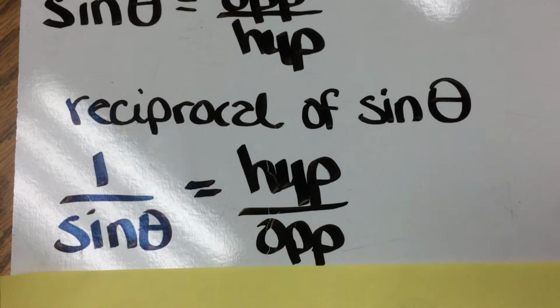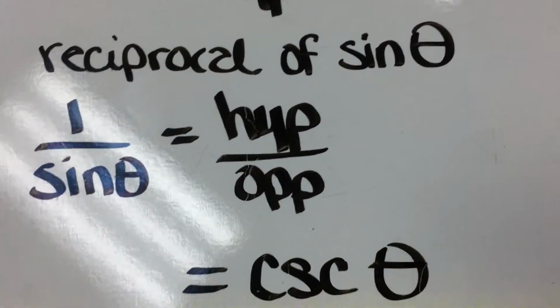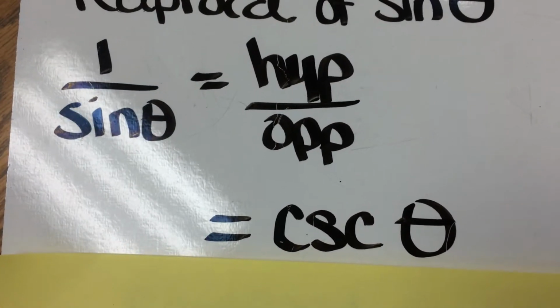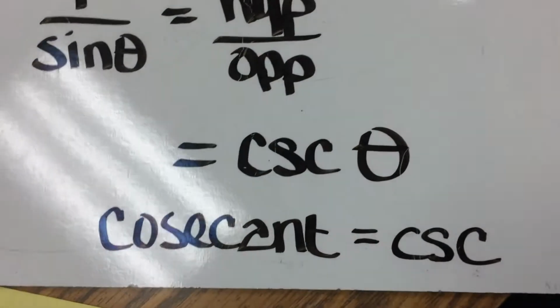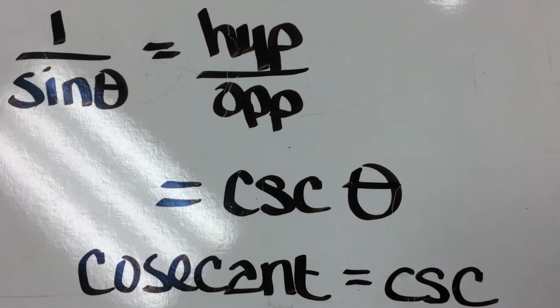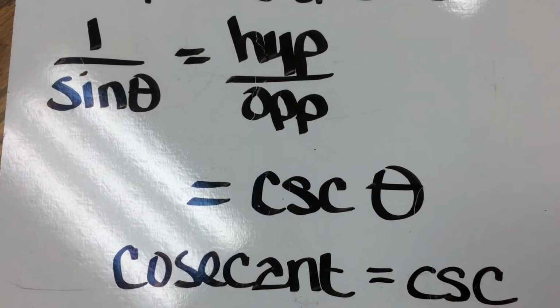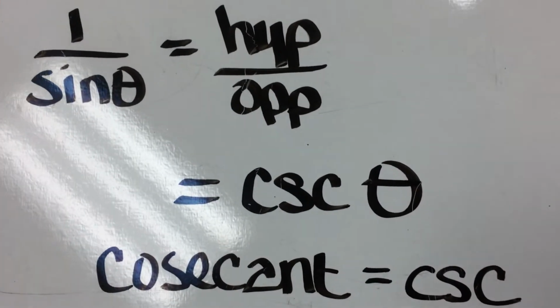This is actually another trig function for us. This one is called cosecant theta. We use CSC theta for our abbreviation, but the name of it is cosecant theta. So the reciprocal of sine is cosecant.